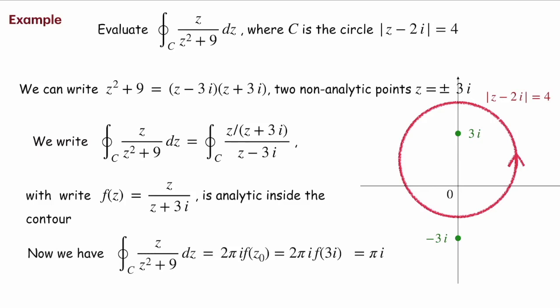f of z naught is what we have to calculate, that is f of 3i. When you substitute 3i, you have 3i in the numerator and 6i in the denominator, and altogether 2 pi I remaining, and that leaves us the value pi into I. So the integral of the function z by z square plus 9 dz over the contour mod z minus 2i is equal to 4 is simply pi times I. So this is how you can use Cauchy's theorem to evaluate the integral.